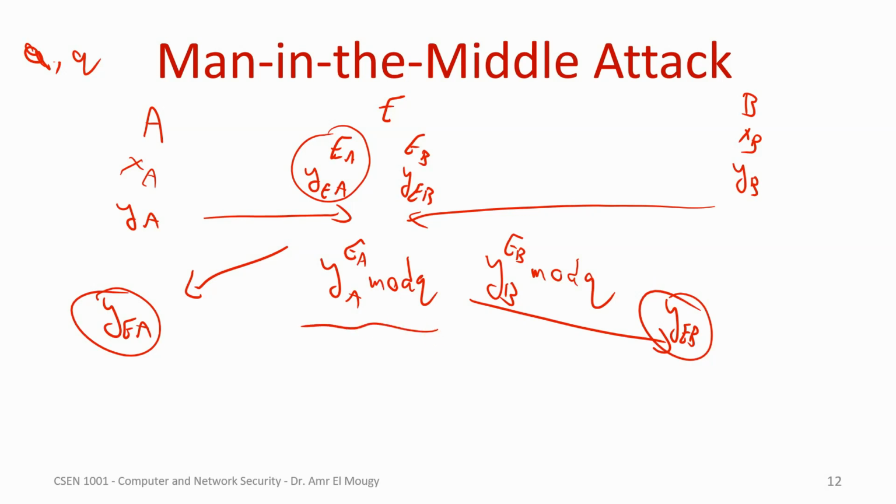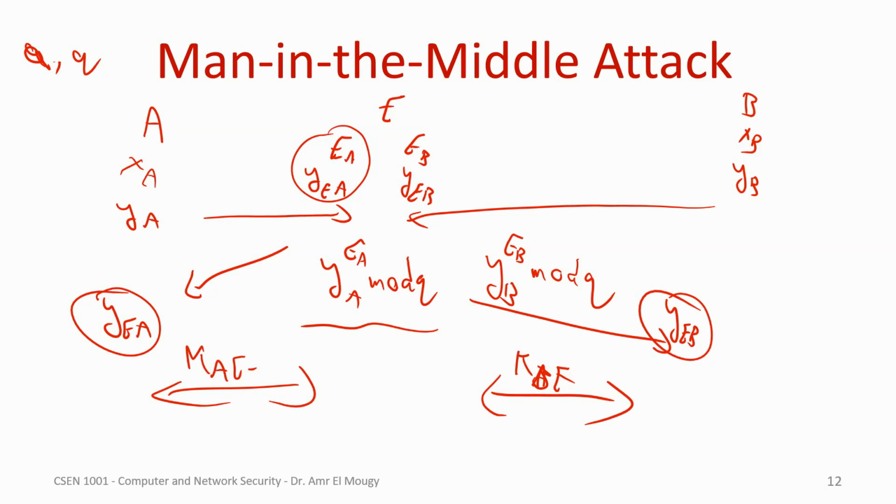So using this exchange, the attacker will effectively exchange a key with Alice, and using this exchange, the attacker will effectively exchange a key with Bob. So a key with Alice and a key with Bob. So now effectively the attacker has actually exchanged two keys, one with Alice and one with Bob, and Alice and Bob will not know that this has happened. This is called the man-in-the-middle attack. It's a very well-known attack on the Diffie-Hellman algorithm.